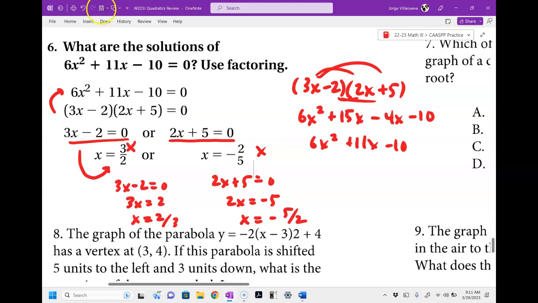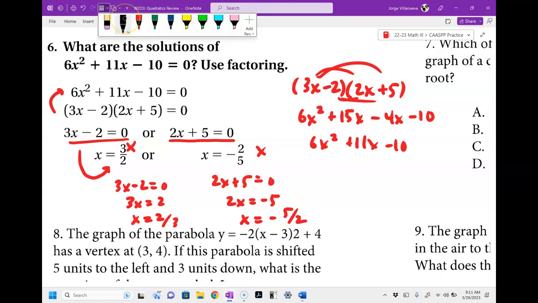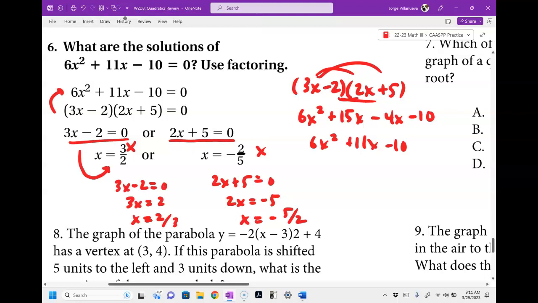Okay, let me actually just use a marker here. It's kind of hard to see, but they wrote negative 2 over 5. So it should be negative 5 over 2. So that's wrong as well. So they did everything right except for the solving. The solving was wrong. Okay?